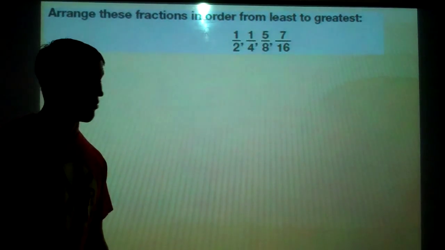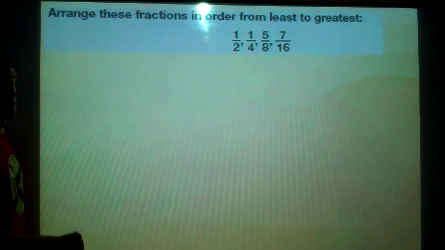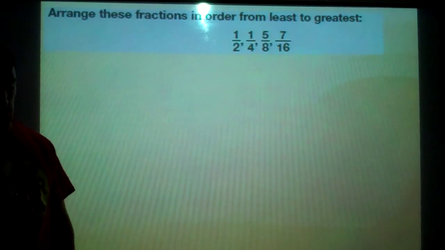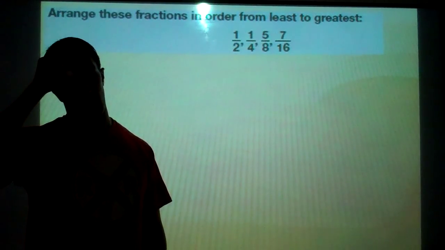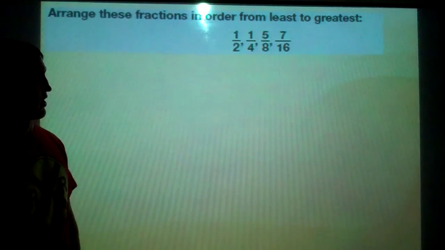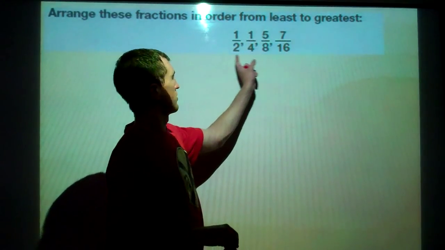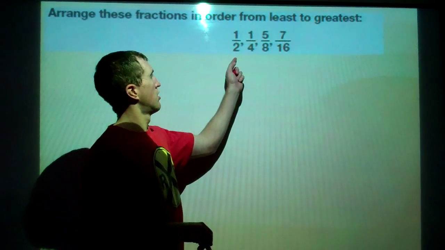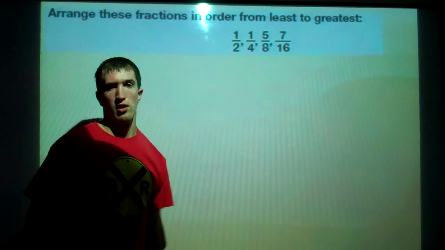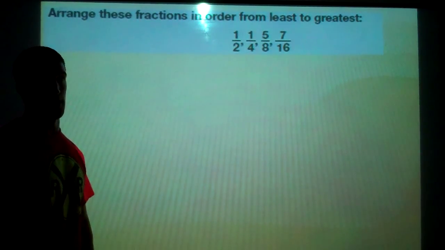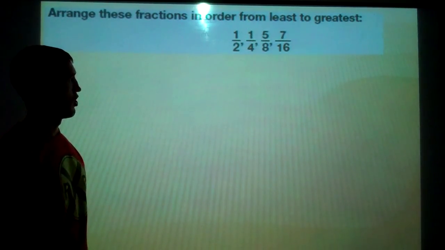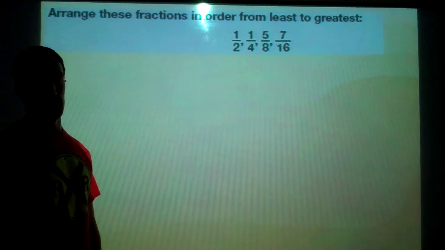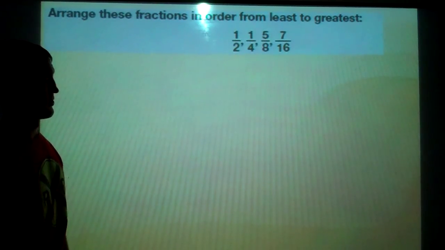Okay. Arranging from least to greatest. Now, the students need to understand the concept of common denominators in order to do this. What we need to do is find a common denominator between all of these. Our denominator is the bottom one, remember? 2, 4, 8, 16. Well, once we get that common denominator, we can see which fractions are bigger than the others. So, 2, 4, 8, and 16, they're all factors of 16, so that's what we're going to go with here.